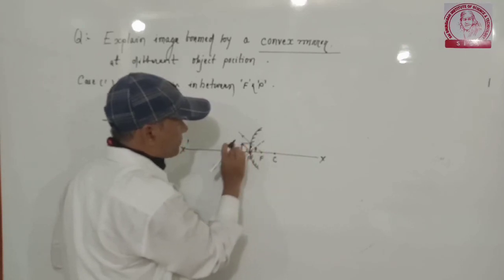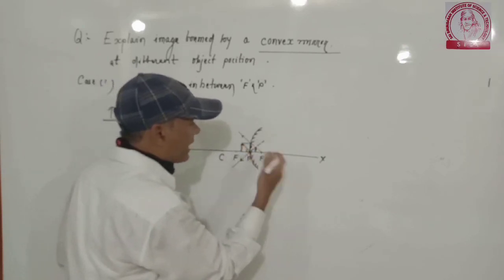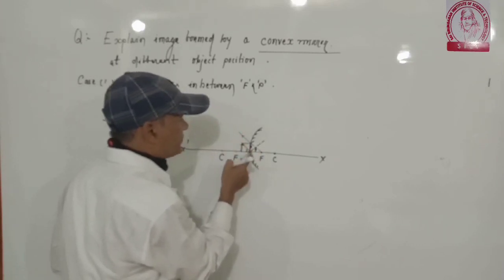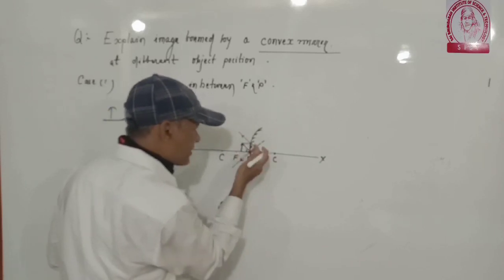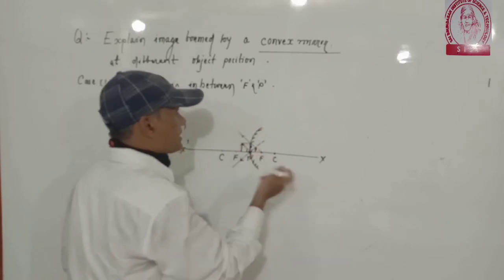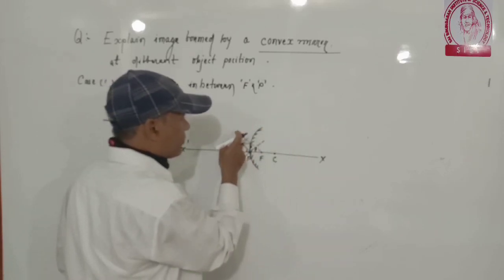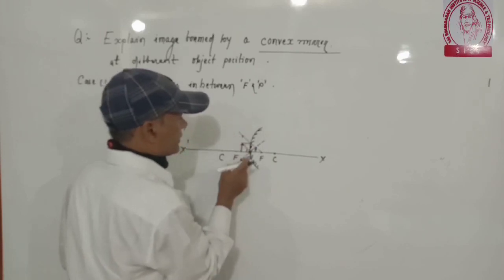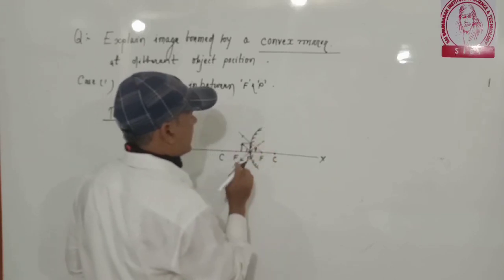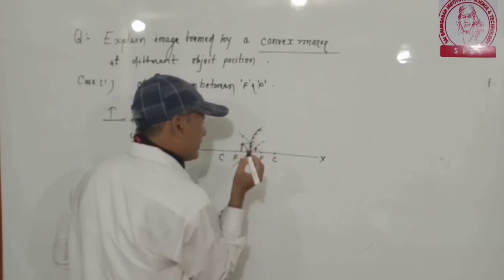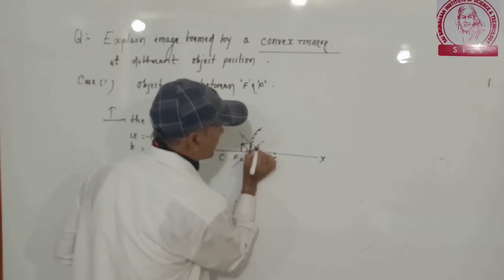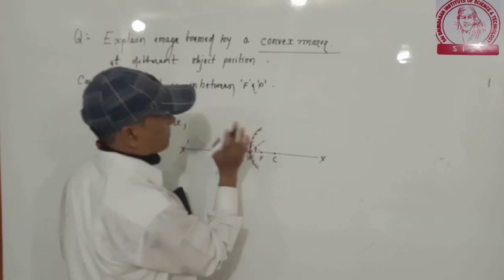The image is smaller than the object, and it is formed behind the mirror, and it is also formed by the intersection of extension of reflected rays. Extension of reflected rays, because reflected rays in case of a convex mirror are divergent in nature, so they won't intersect each other. That's why we have to extend them. We have to extend these as well as these. These extended reflected rays intersect here. Here is the point, and here is the image formed.